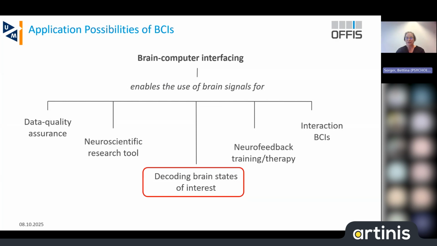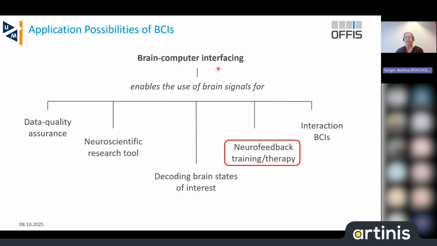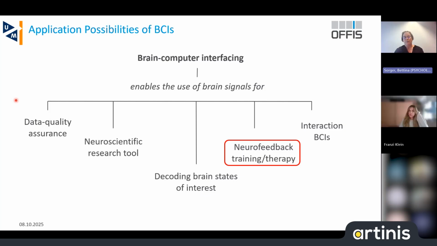So when we look at neurofeedback and neurofeedback therapy, this is one of the main application areas that we will look into in more depth in the next meeting. Here it's that the subject or the participant is provided with an information, with the feature, for example, that is extracted in order to change or adapt it into the desired direction. And last but not least, we have the interaction BCIs.